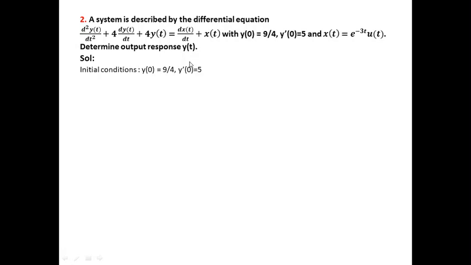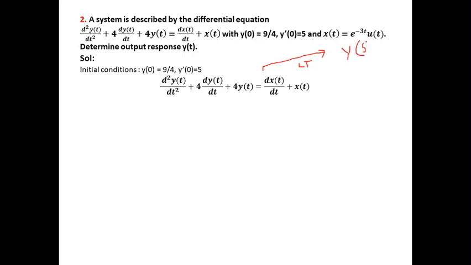So the solution is, we need to first start with the initial conditions y of 0. The differential equation is given. So our procedure is, we need to apply Laplace transform to this differential equation, and on applying Laplace transform to the entire differential equation, we have to determine what is y of s. Then from this, you need to apply inverse Laplace transform and determine what is y of t. So this is the procedure.